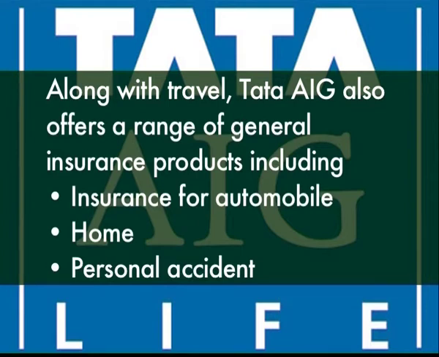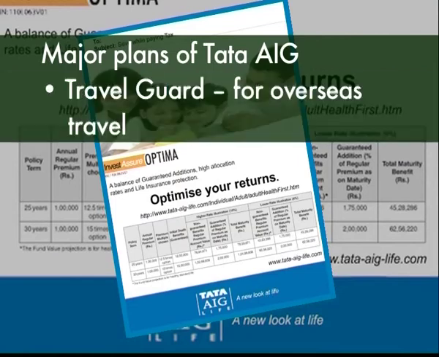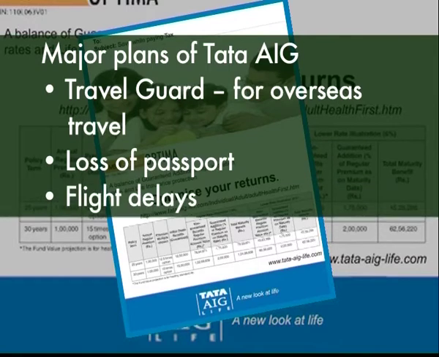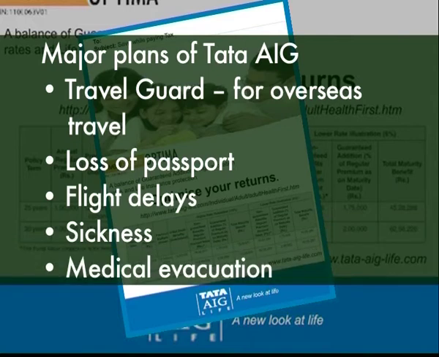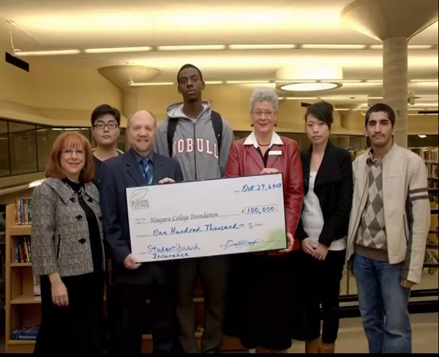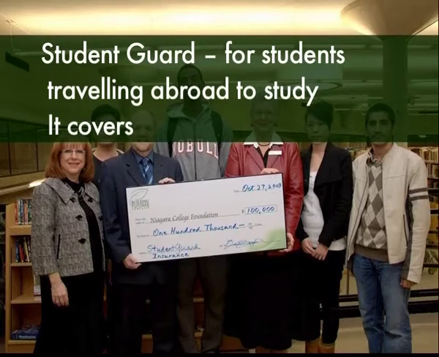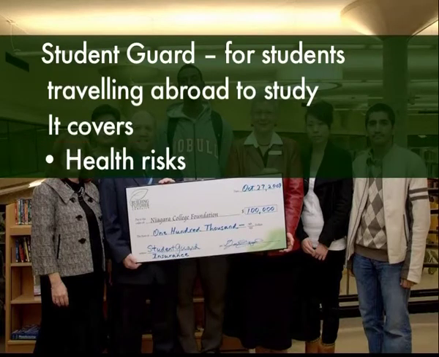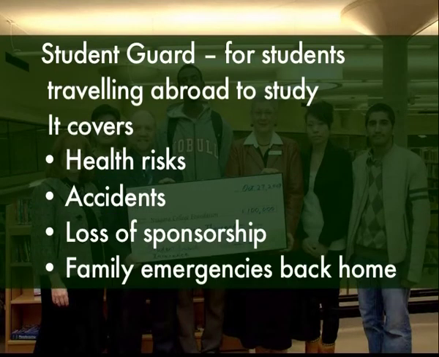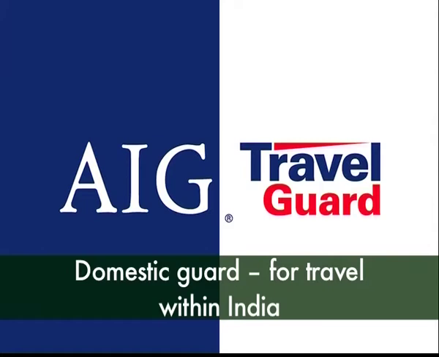Their three major plans are Travel Guard, for overseas travel, assists in loss of passport, flight delays, sickness, medical evacuation, repatriation across the globe, and so on. Student Guard, for students traveling abroad to study, assists in case of health risks, accidents, loss of sponsorship, and also family emergencies back home. Domestic Guard, for travel within India.